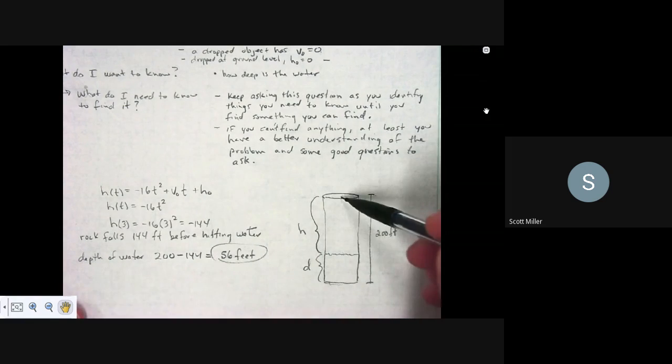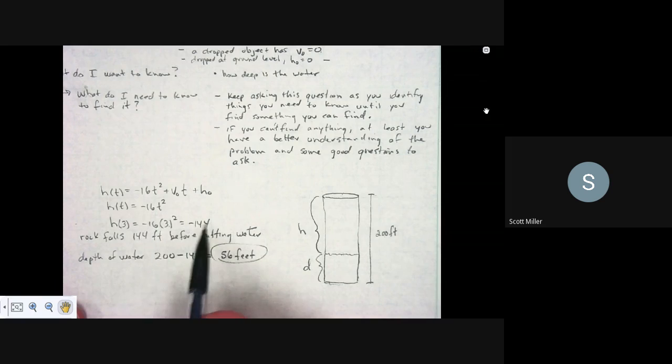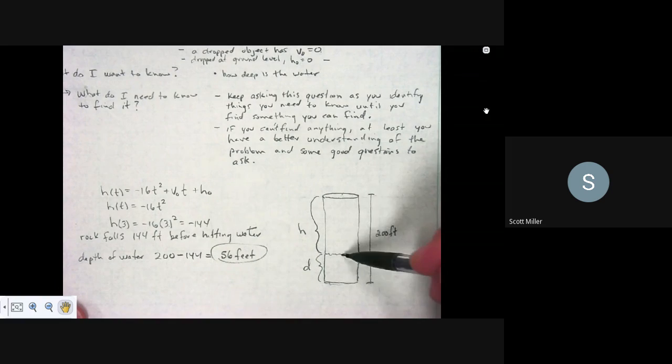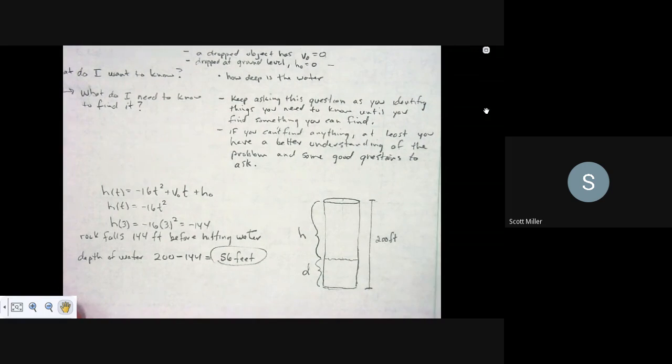So if I can find this height, I know it takes 3 seconds, so time is 3. I'm plugging 3 seconds into this formula: negative 16 times 3 squared, that's 9. 9 times 16, so we get negative 144. So the rock falls 144 feet before hitting the water. I know this distance right here is 144. So the depth of the water is 200 minus 144, or 56 feet.